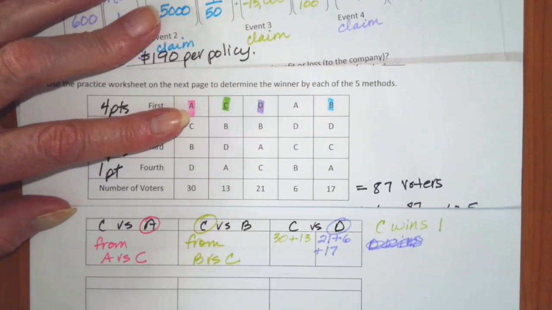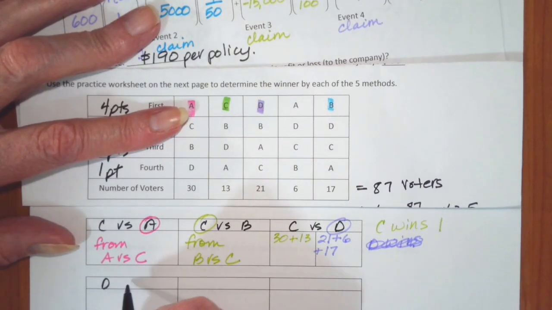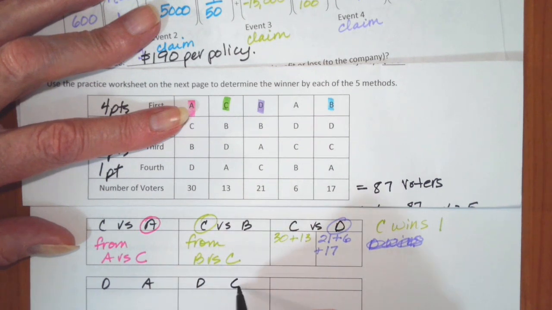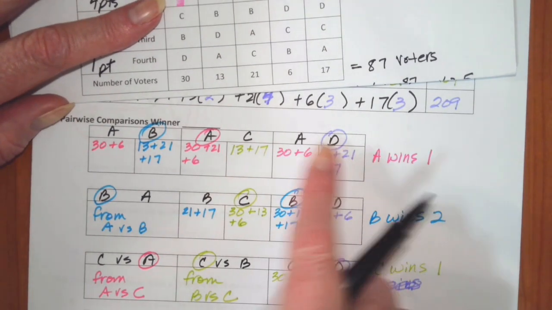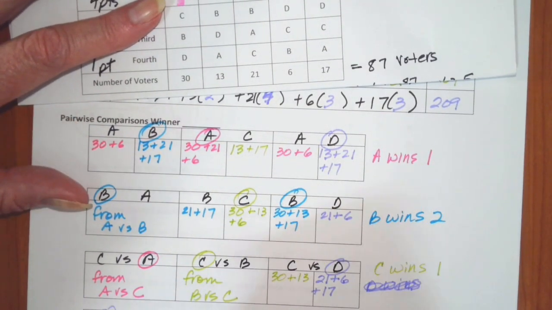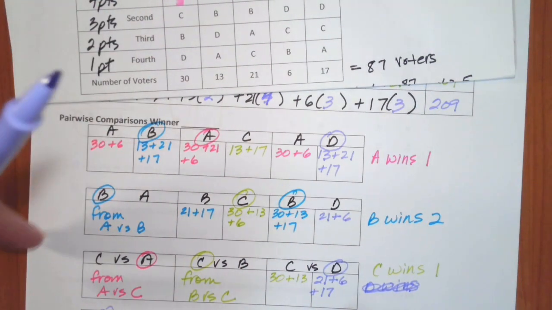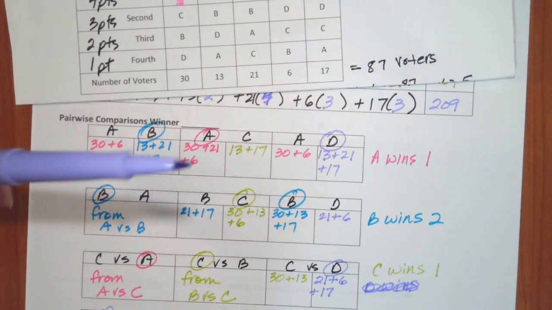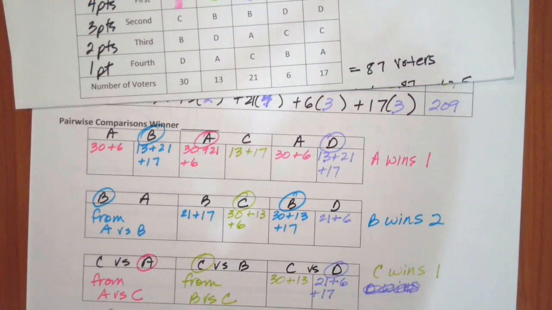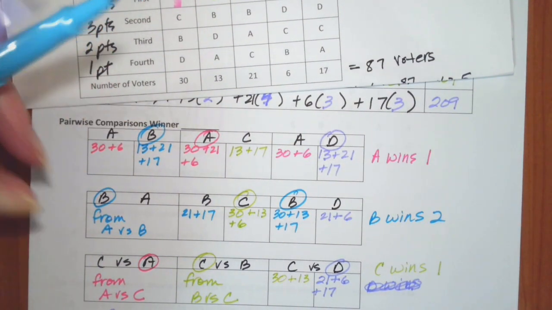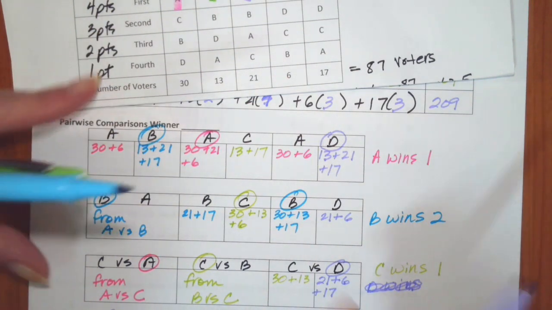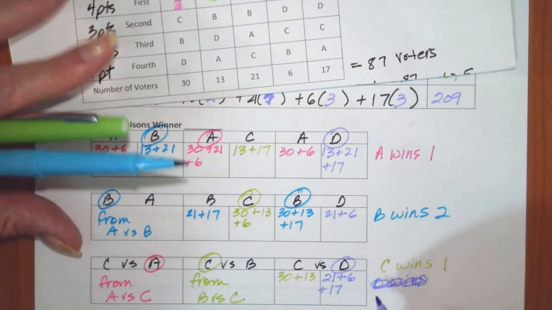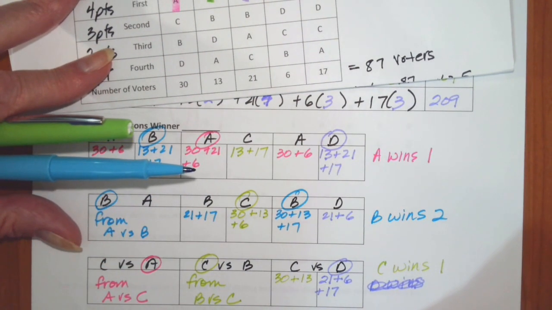Okay, so these are all done now. We're doing D versus A, D versus C, and D versus B. But we've already done all those. So D versus A, D won. D versus B, B won. And D versus C, oh, I'm sorry, D won. I'm looking at the wrong one. Okay. So D wins 2.